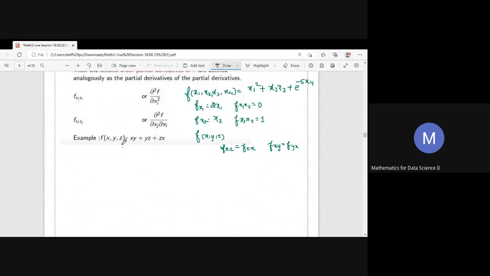Fine. So here you are having now a function of 3 variables. I guess this kind of problem we have done earlier. Now what is fx? Y plus z.